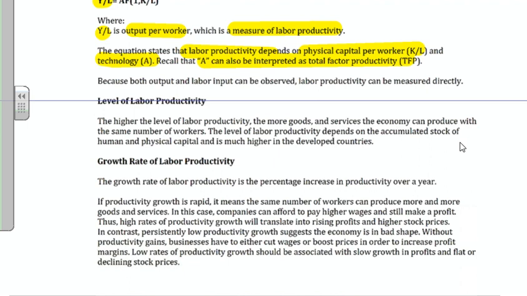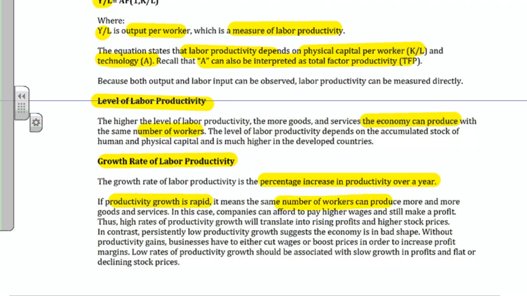Level of labor productivity: the higher the level of labor productivity, the more goods, the more services the economy can produce with the same number of workers. Always we try and get them as productive as possible because that'll increase our output. Growth rate of labor productivity is the percentage increase in productivity over a year. If productivity growth is rapid, then the same number of workers can produce more and more goods and services. Companies can afford to pay high wages and still make a profit.